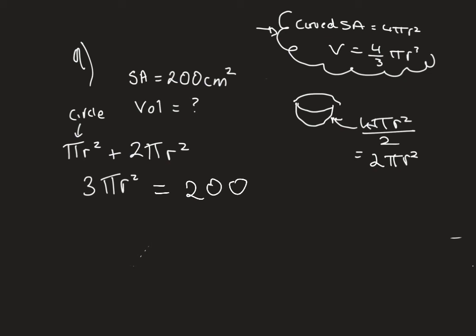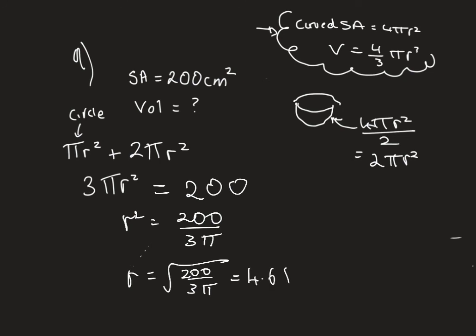So we need to try and find r. So r squared is 200 divided by 3 pi. So r will be the square root of 200 over 3 pi. And that comes out as, if you type it into your calculator, 4.61. So 4.61 centimetres. And now it should be fairly easy to find the volume.